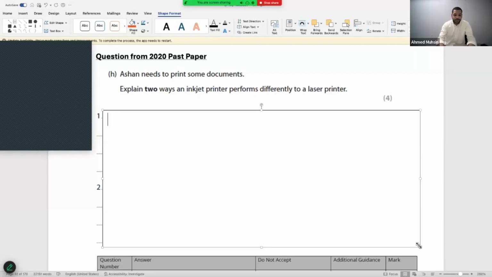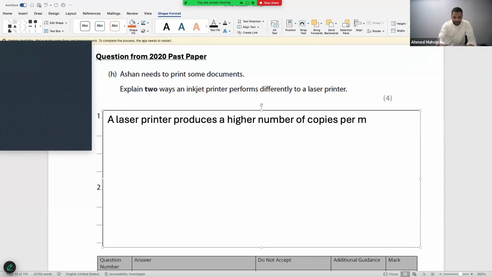Let's get started, everybody. We are writing with me. Please do write with me. A laser printer produces a higher number of copies per minute than an inkjet printer. Something else?